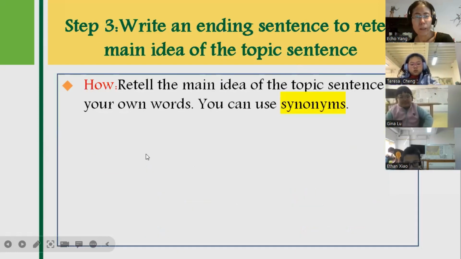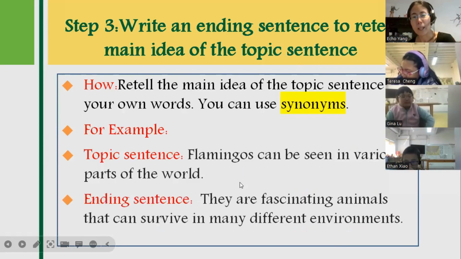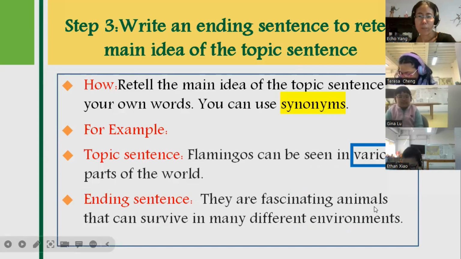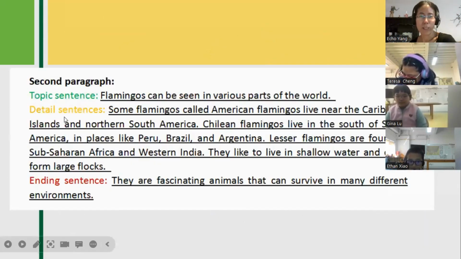And then step 3, I'm going to retell the topic sentence using synonyms. So the topic sentence, yes, flamingos can be seen in various parts of the world. So I'm going to retell the main idea in the topic sentence by using synonyms in the ending sentence. So they are fascinating animals that can survive in many different environments. So you can see various. This is the adjective. I use many different in the ending sentence. So I retell the main idea in the topic sentence by using different words of similar meanings. And this is the second paragraph. It has a topic sentence and 3 or 4 detailed sentences, then the ending sentence.